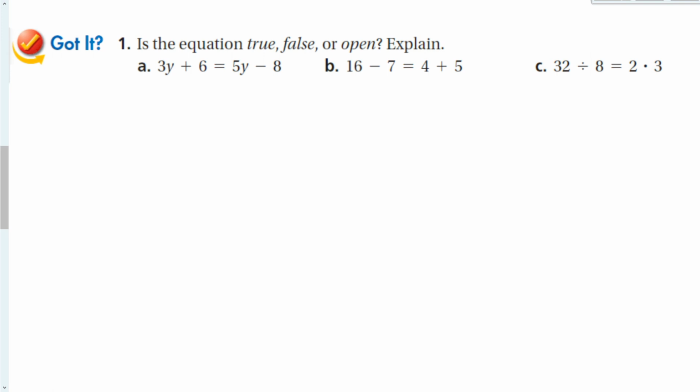True, false, or open. So the first one, you can actually see that it has a variable. So that is open. 16 minus 7, is that equal to 4 plus 5? Well, 9 is equal to 9. So that is true. And 32 divided by 8 is 4, whereas 2 times 3 is 6, so that is false. Okay.